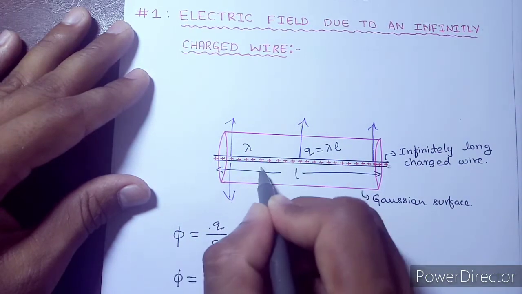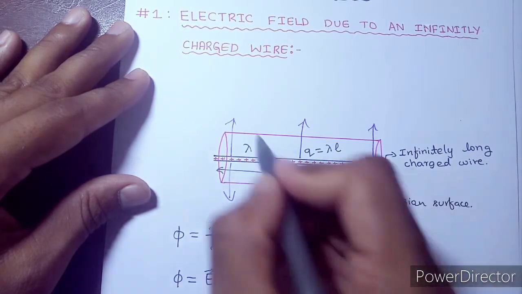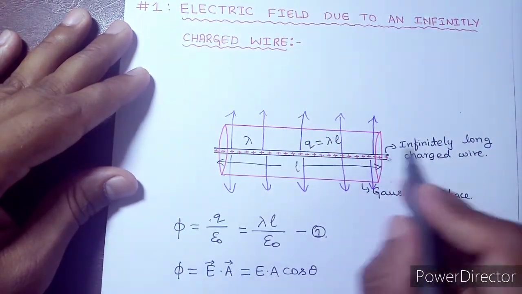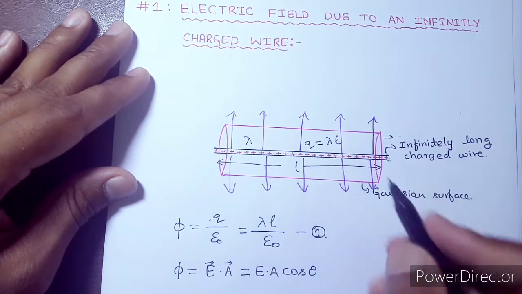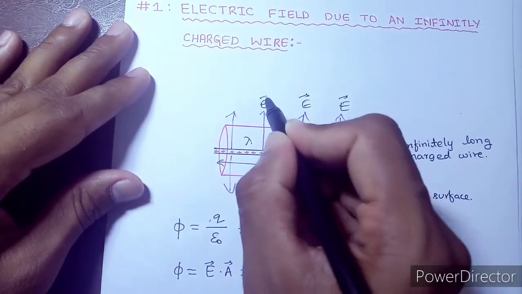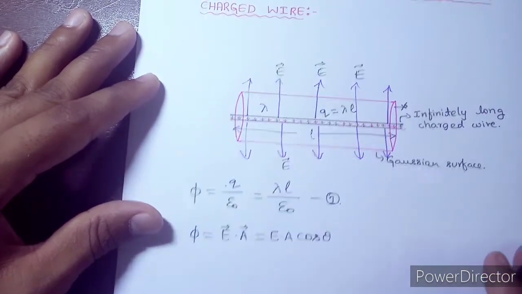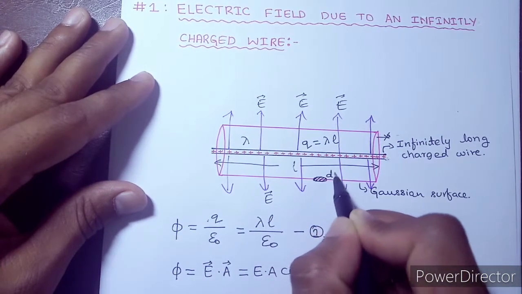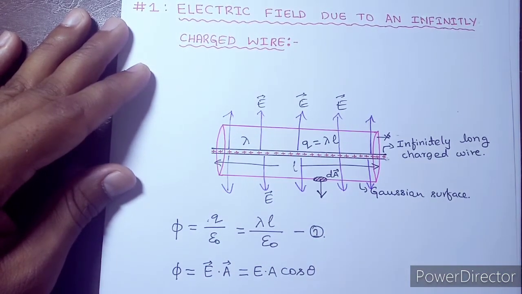According to the properties of electric field line, it will be perpendicular or normal to the conductor. What about in this direction? There will be no electric field in this particular direction. There will be no electric field in this direction. Electric field direction will be like this. Now, second thing, what is the area vector? Here, if I consider a small area, that is dA, its direction will be like this, perpendicular to the surface.